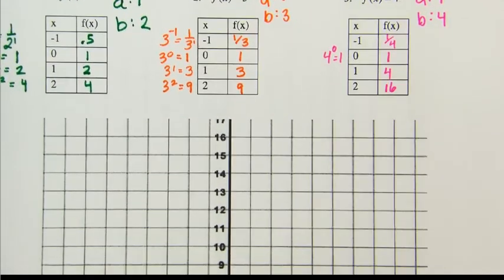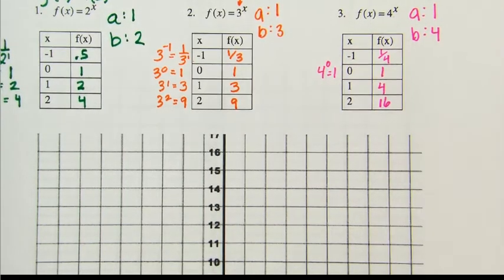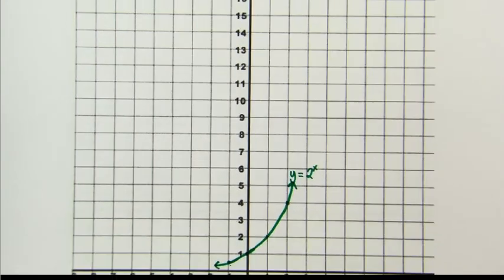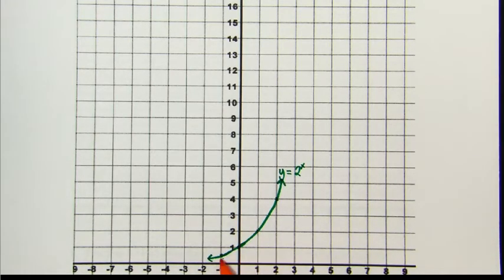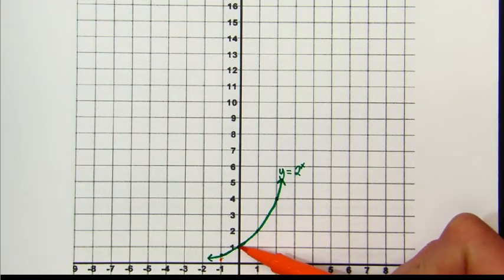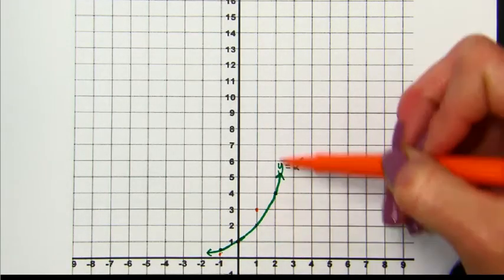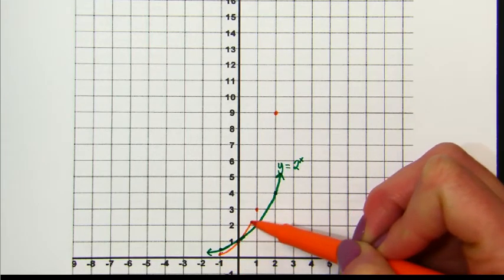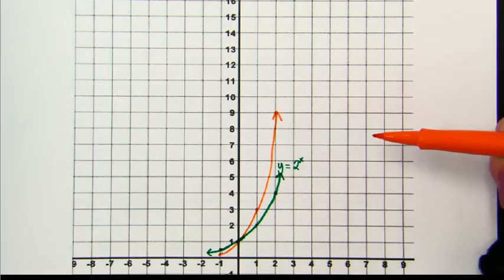All right, so we did not graph number 2 yet, so we're going to graph 2 and 3 at the same time. All right, so go ahead and get number 2 graphed. So we have negative 1, 1/3, and just do your best to get as close as you can there. Then 0, 1, 1, 3, and then 2, 9. Now this is going to be a little bit trickier to draw. Just do your best, go point to point, and do your best to kind of curve it. It's not going to be perfect.